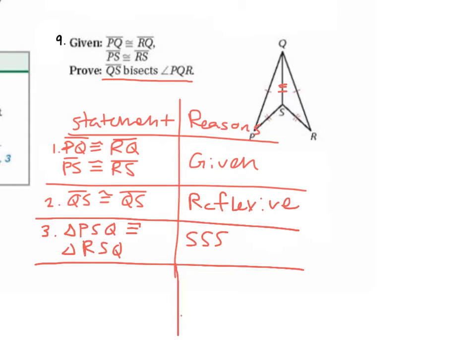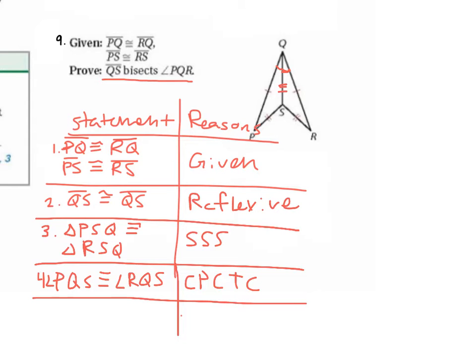But how do we know that the angles are congruent too? CPCTC. So, yes. We're trying to prove that QS is bisecting this angle and this angle. So we need to prove that these two angles are congruent. So how do we know that, Sam? Because CPCTC. So we're going to say angle PQS is congruent to angle RQS, because corresponding parts of congruent triangles are congruent.